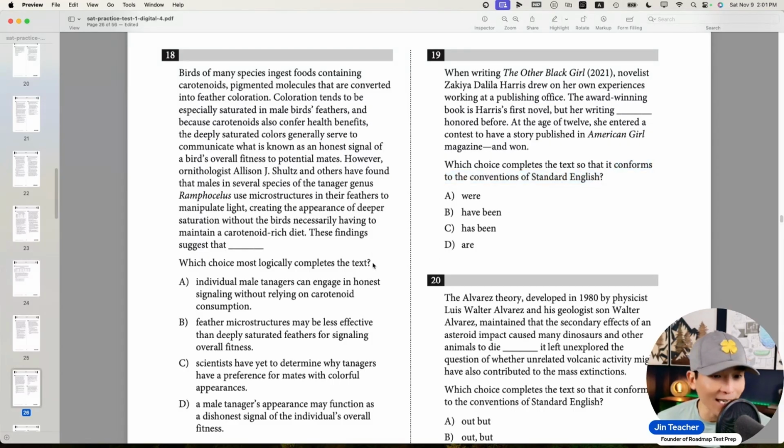If you look at question number 18 here, we know this is a reading comprehension question: which one most logically completes the text? So the reading section ends at question number 18, and the writing section begins at question number 19. So this is where I'll start when I'm actually taking the test, and this is where I'll start answering questions for this video.